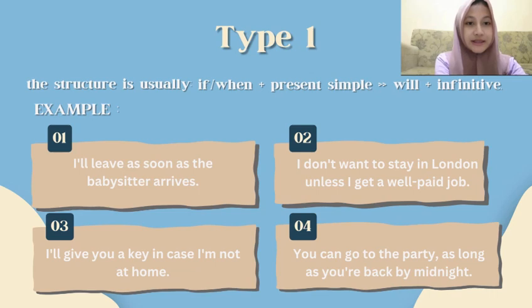the first is I will leave as soon as the babysitter arrives. The second is I don't want to stay in London unless I get a well-paid job. Third, I will give you a key in case I'm not at home. Fourth, you can go to the party as long as you're back by midnight.